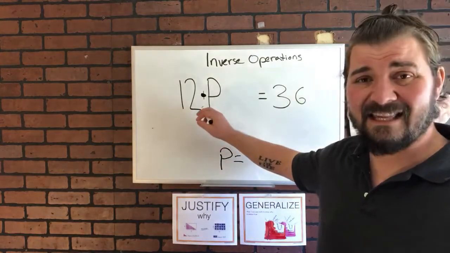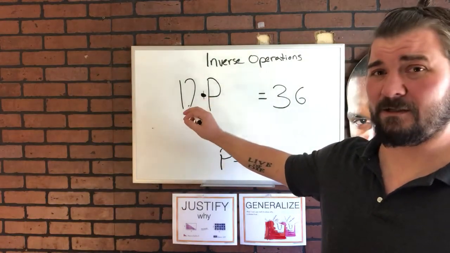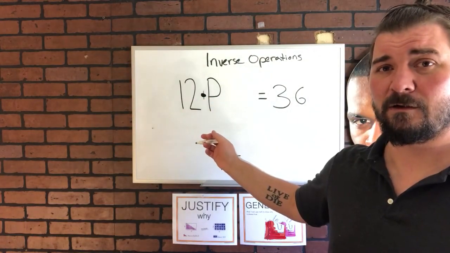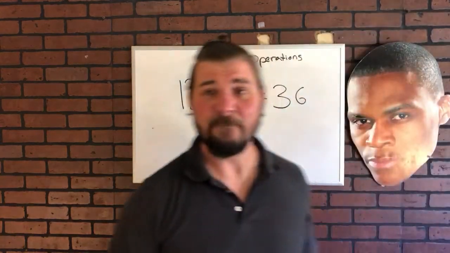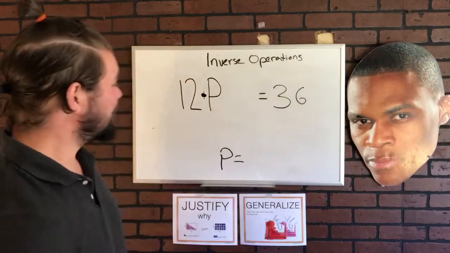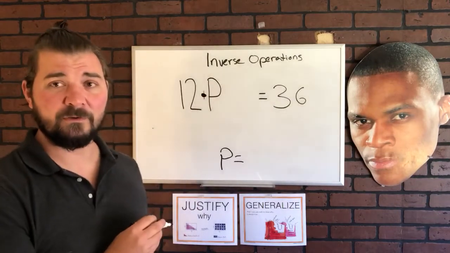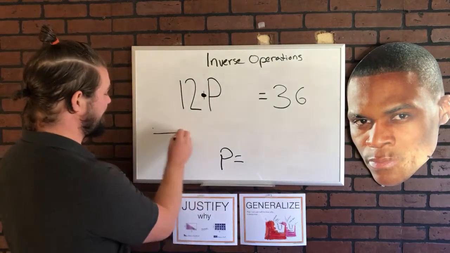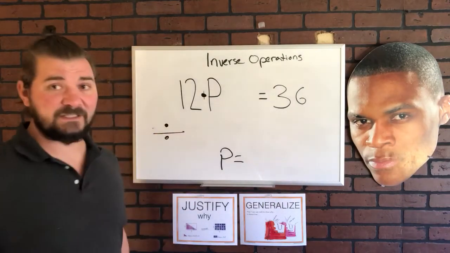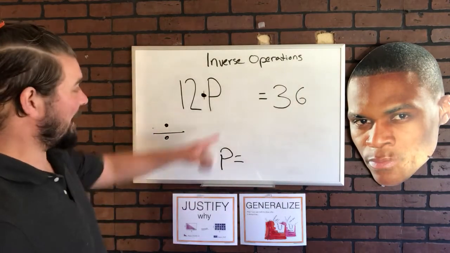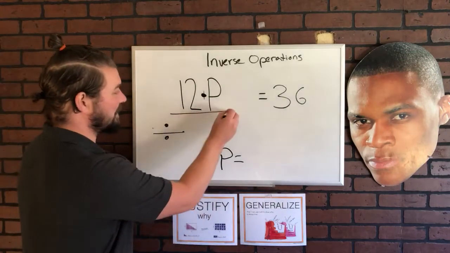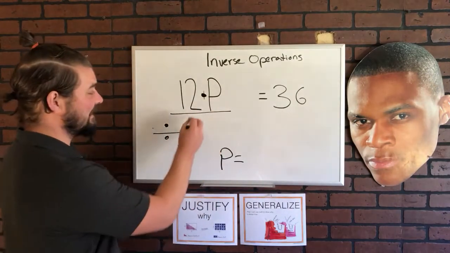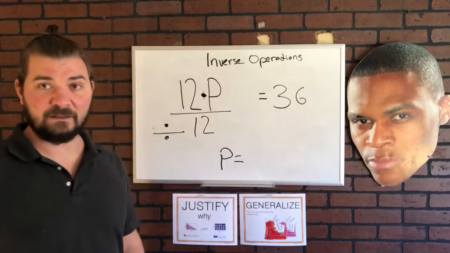Well, I need to think, what's the opposite of multiplying? 3, 2, 1. Yeah, that's right. The opposite of multiplying is dividing. So instead of multiplying by 12, I'm going to divide by 12. And if you followed any of my lessons before, I'm telling you that the division sign means fractions. And this is going to be the numerator. I'm just going to draw a line like this and write 12 underneath.